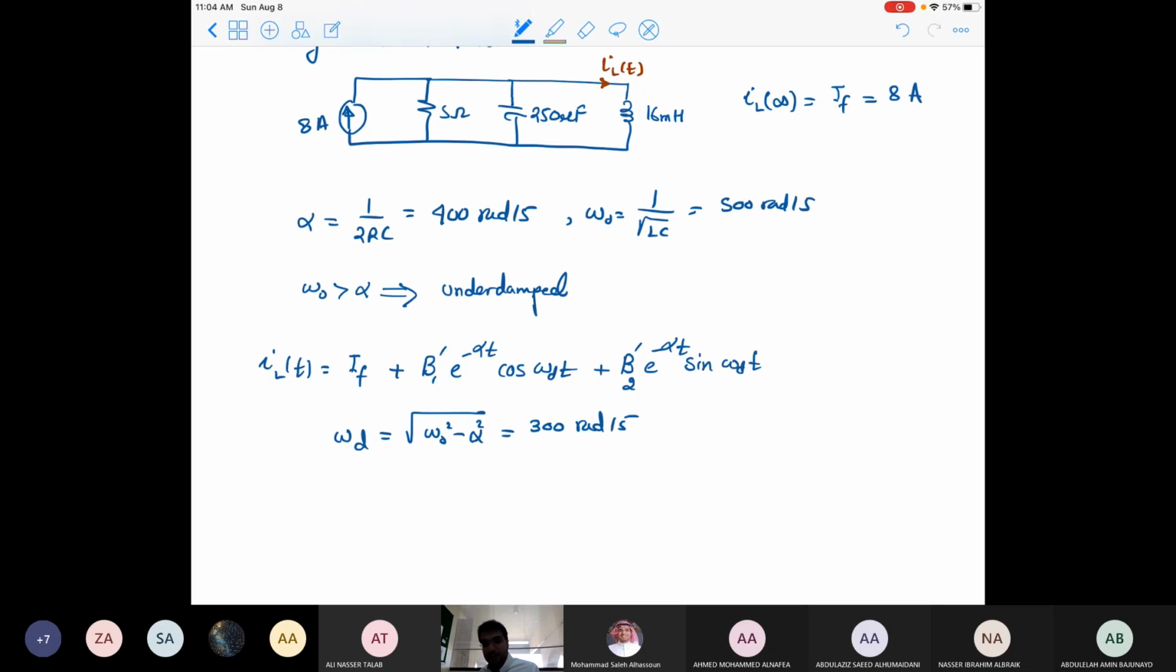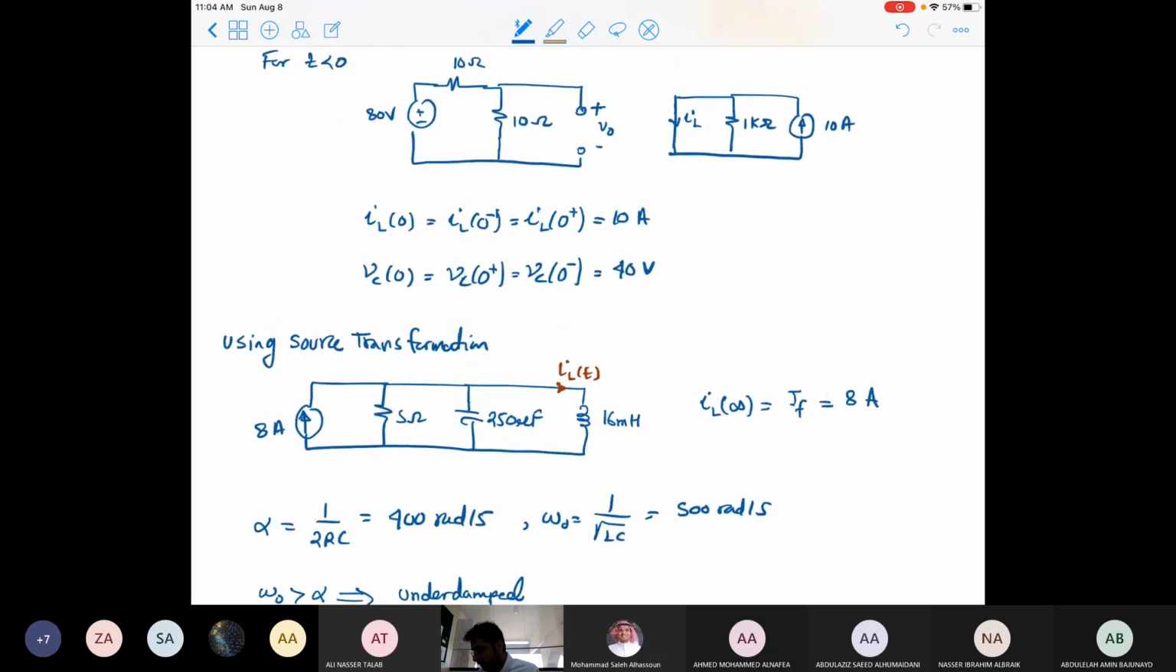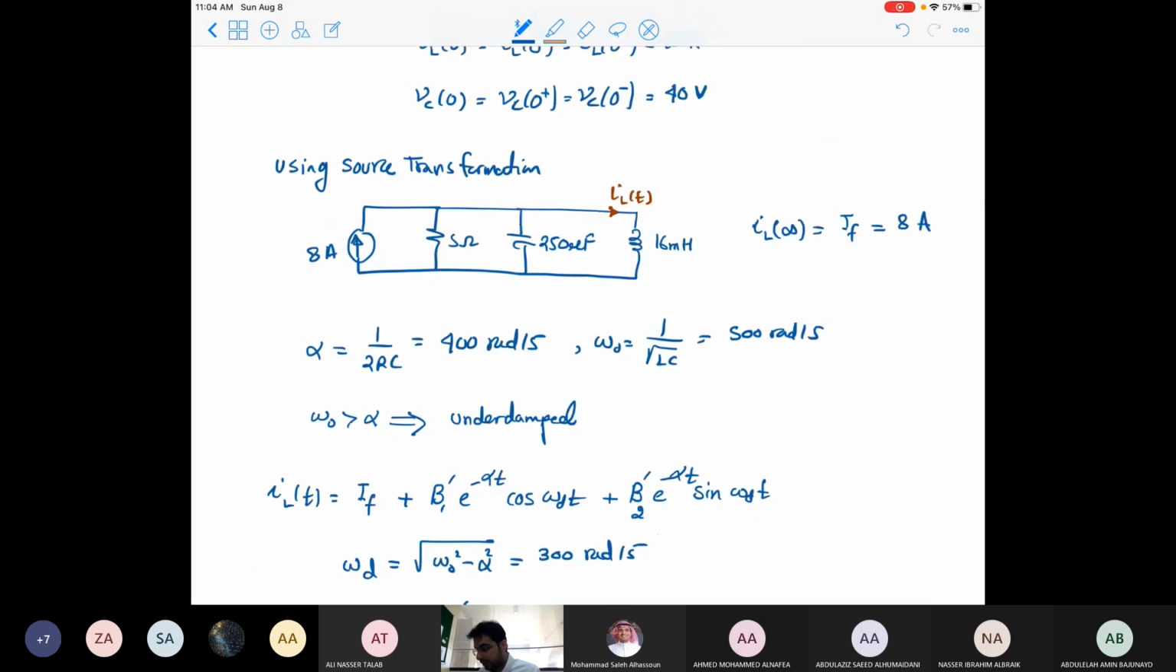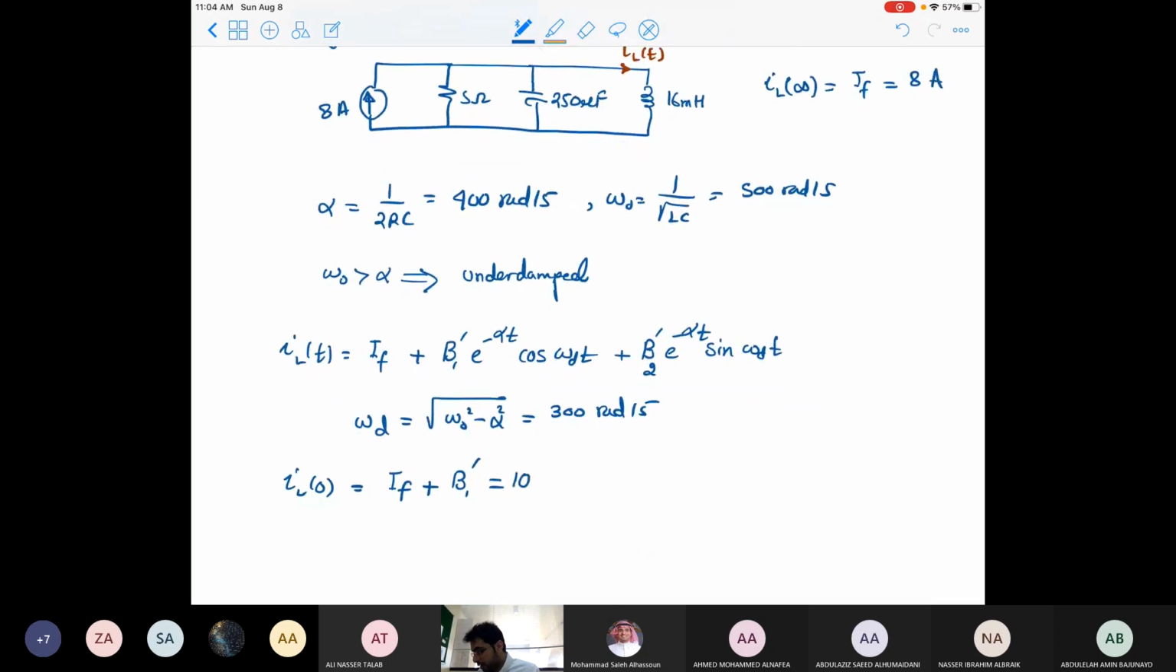So now let me find the coefficients. So IL of 0 is going to be I final plus B1 prime. And from the initial conditions, the initial value of the current was 10 ampere. And the final value was 8. So B1 prime is going to be 2 amperes.